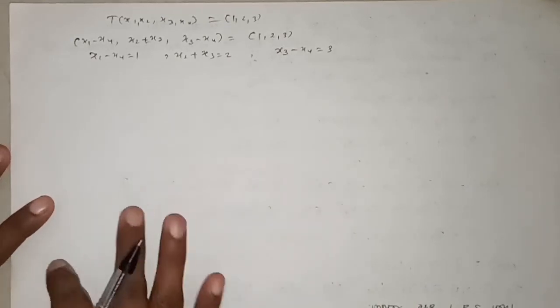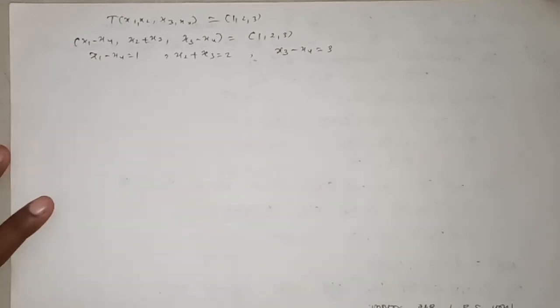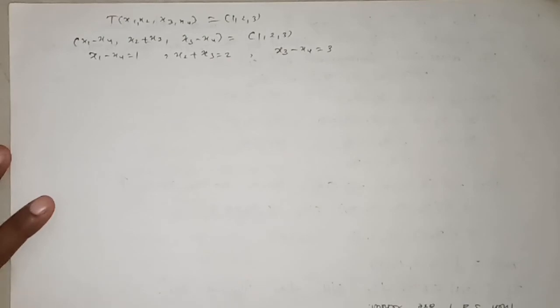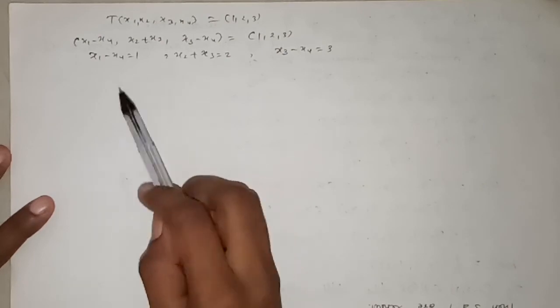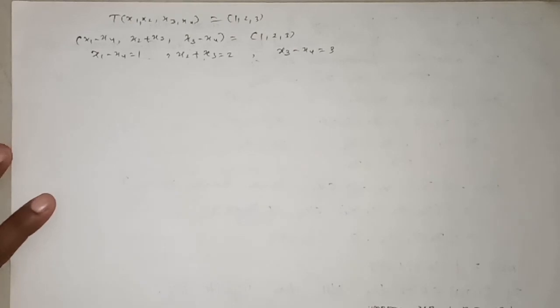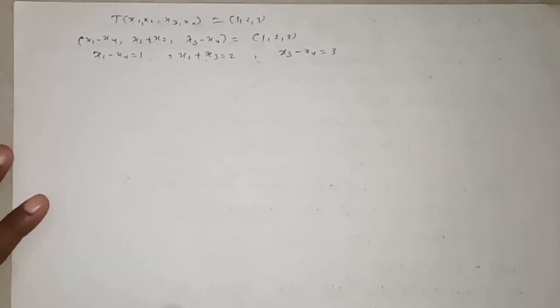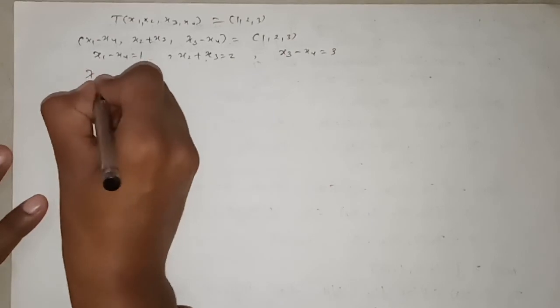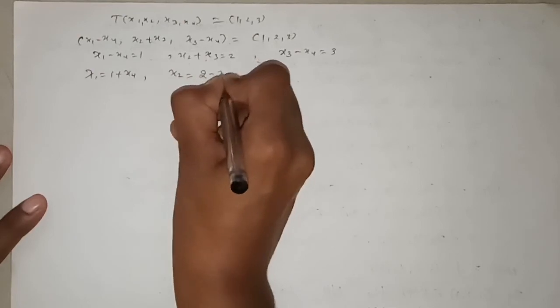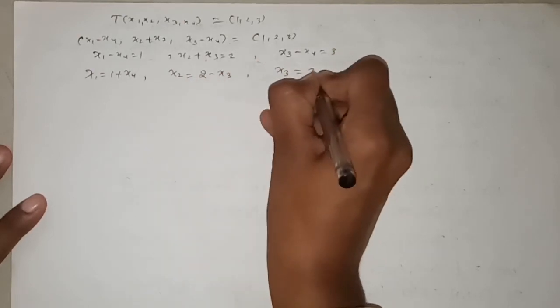There are lots of ways to solve. One way, you can substitute one by one in each equation, then you can solve. We have studied three types of methods to solve any algebraic or linear equation. One method is the substitution method, another is the elimination method, and you can also solve this by the matrix method. Here we'll use the substitution method. So x1 is equal to 1 plus x4, x2 is equal to 2 minus x3, and x3 is equal to 3 plus x4.